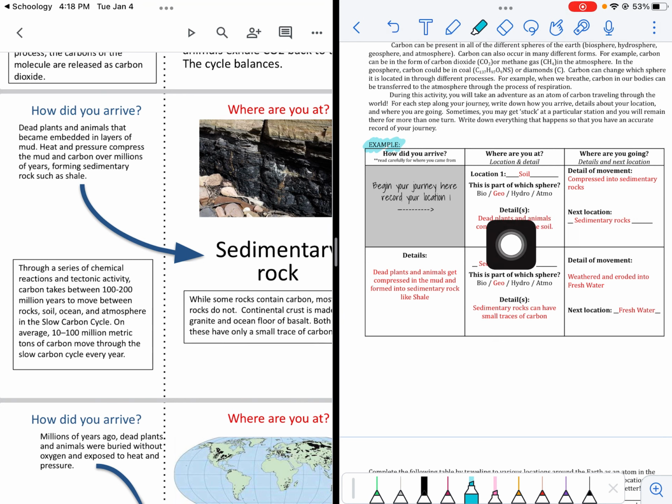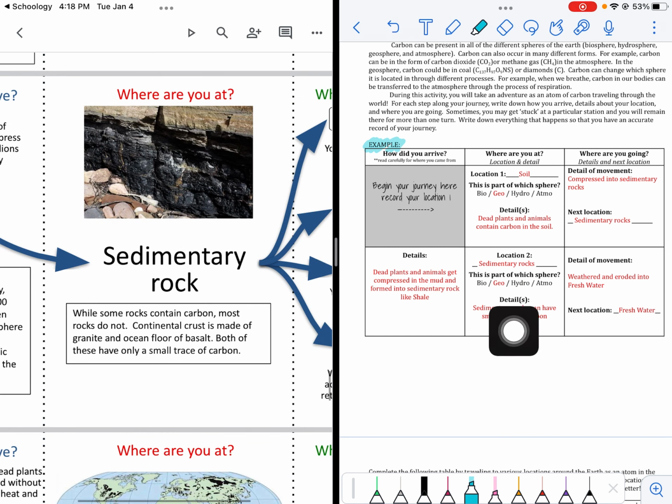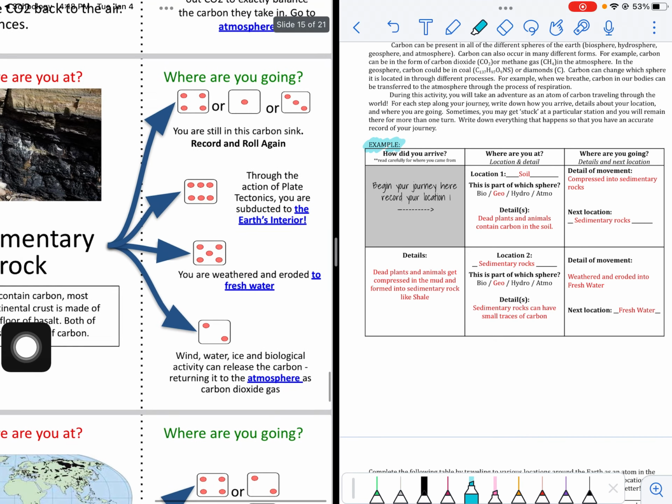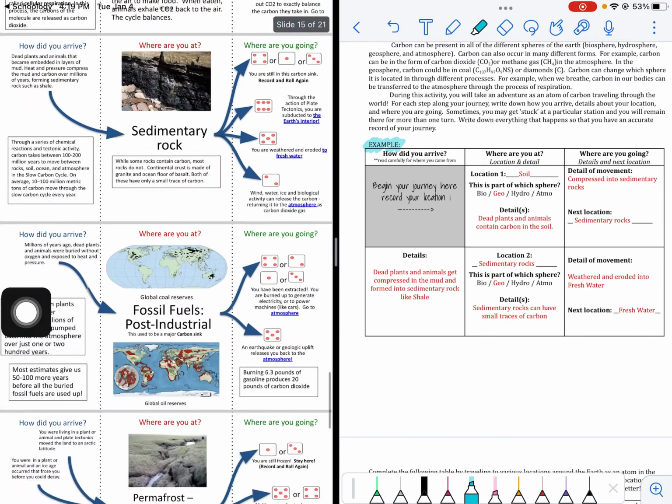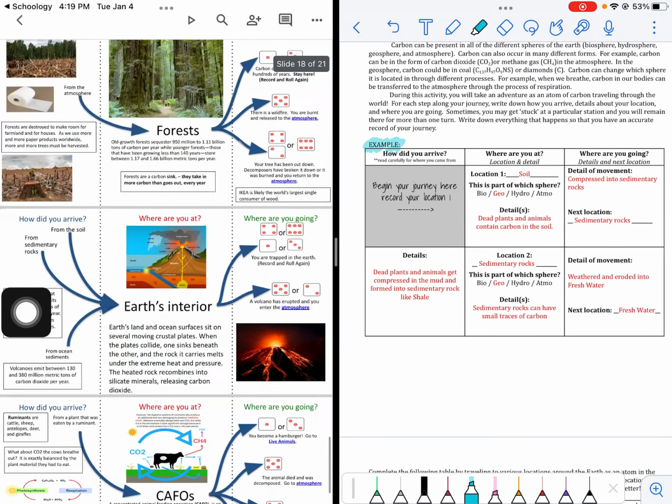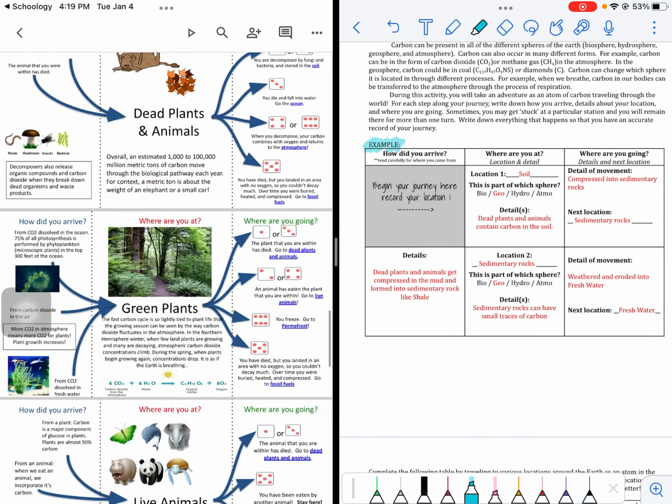So I started in soil. Here's what I know. I got compressed to sedimentary rocks through this process. Now I'm at Sedimentary Rocks. This is my location number 2. What do I know about it? Taking information from here and then rolling the dice, picking a number. Where am I going? I rolled a 5. So my movement is being weathered and eroded, and I'm going to fresh water because I picked a 5. So then I would go back here, scroll around, looking for fresh water.